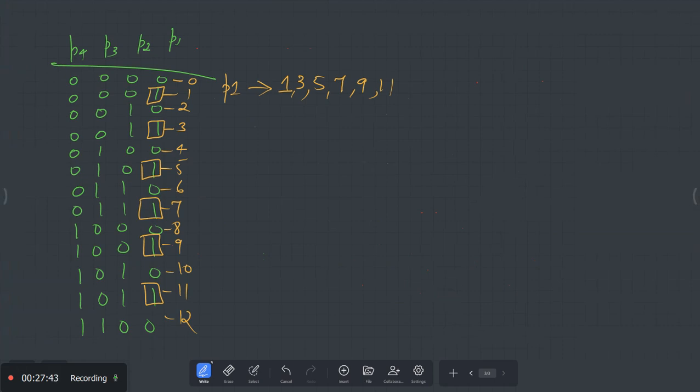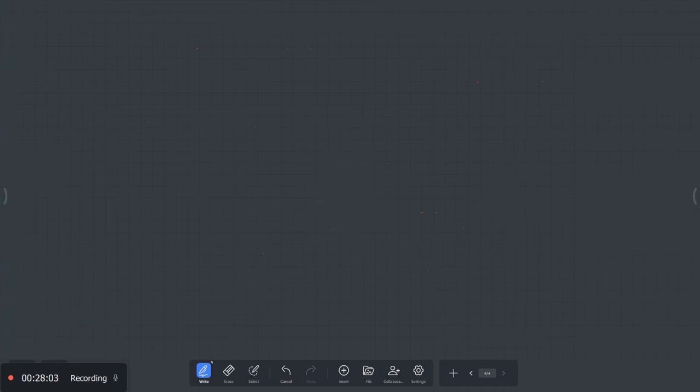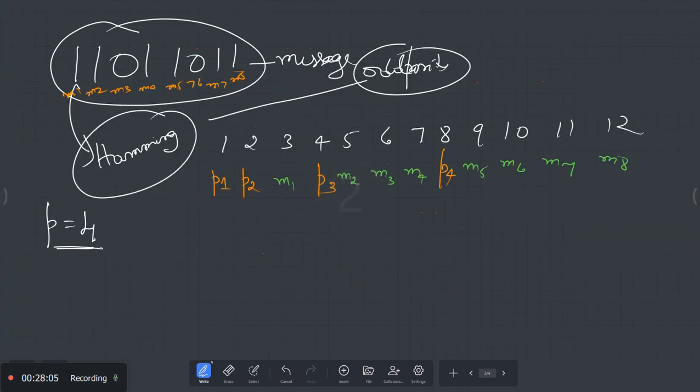Now what is there in 1? It is P1 itself, right? This is what you have to find out, the parity bit. Now what is there in 3, 5, 7, 9, 11? Refer to your other one. Come on. 1, 3, 5, 7, 11. See, 1, 3, 5, 7, 11. What is there in 1? This is P1 itself, right?